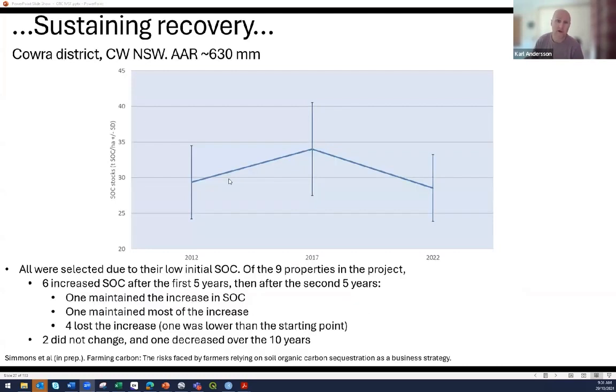That's not unique. Here we have stuff from the Central West. I said in that earlier slide that most of those have dropped back, and some work that we're just publishing at the moment took that and looked at the value in a carbon trading circumstance. Out of 9 properties, 6 increased after the first 5 years. Only one of those maintained all its increases. One fell away a bit, and the other 4 lost all of their amounts.